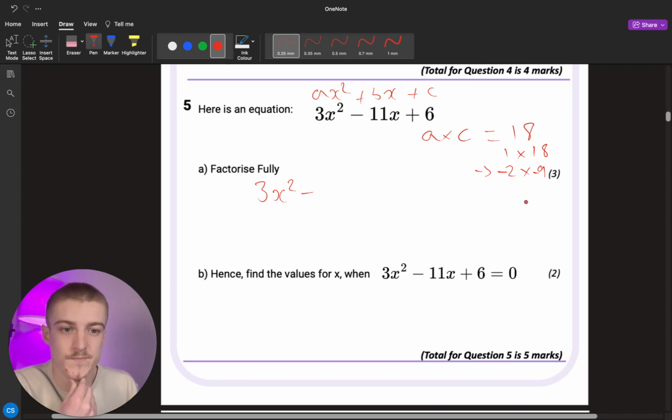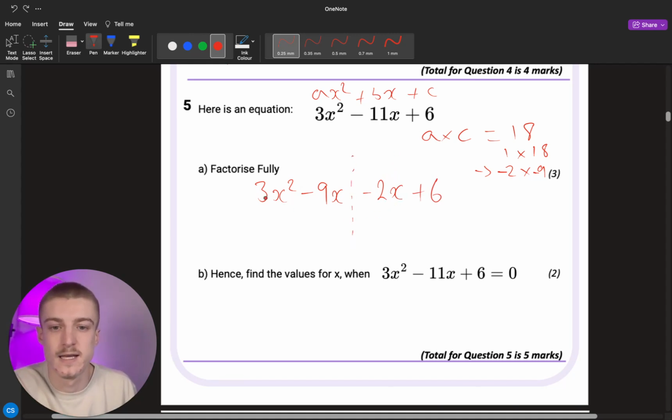3x minus 2 is 0. Adding 2 to both sides, we get 3x is 2. Dividing by 3 both sides, we get x is 2 over 3. Well, x is 3, or x is 2 over 3.